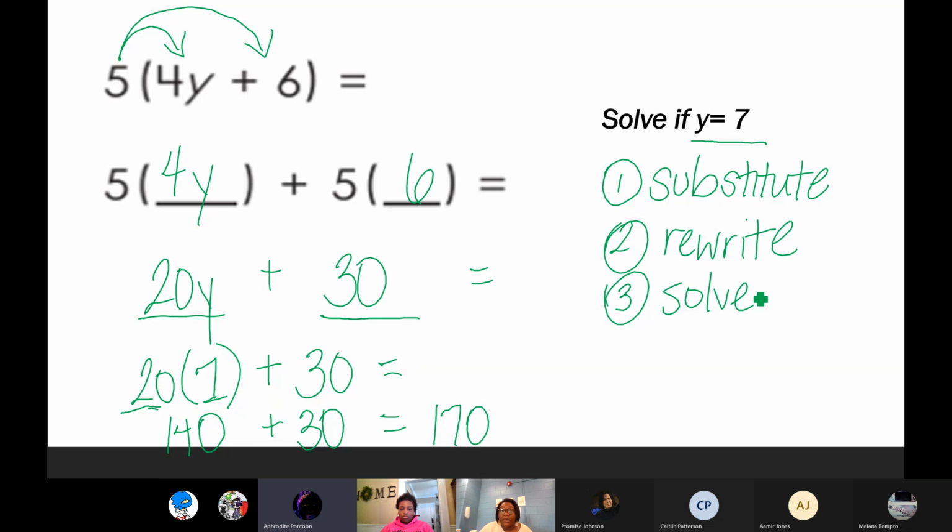Go ahead and mute yourselves, please. Take some time to finish writing this down. And then we're going to keep moving.